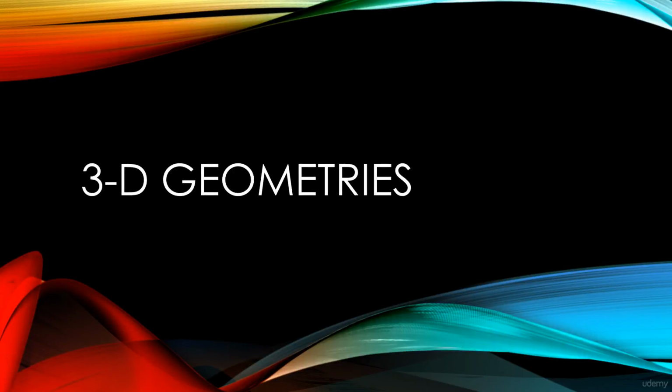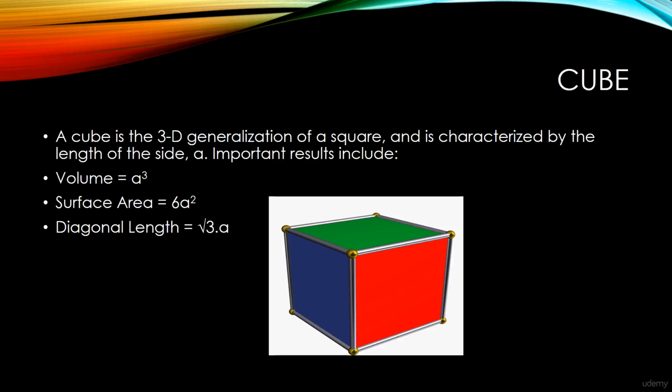3D geometries. The GMAT often tests on the knowledge of the geometries of 3D objects such as cylinders, cones, cubes, and spheres. The purpose of this is to summarize some of the important ideas and formulae which can act as a useful cheat sheet for such questions.